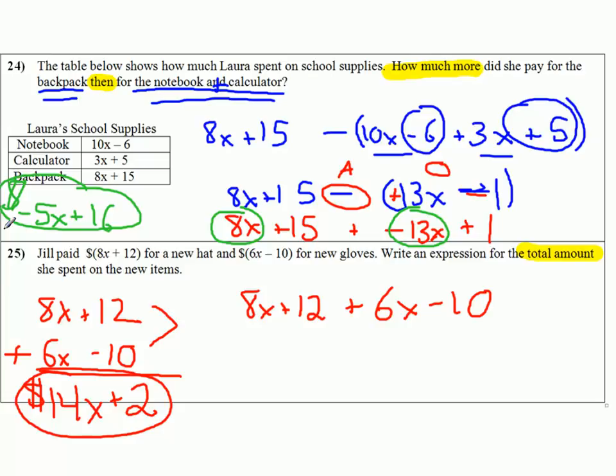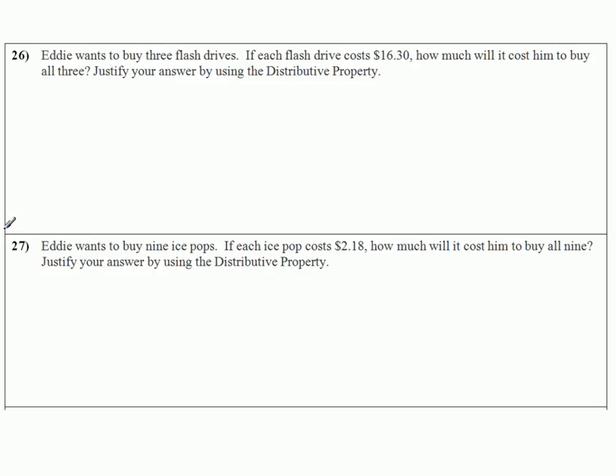Moving on to number 26. Eddie wants to buy 3 flash drives. If each flash drive costs $16.30, how much will it cost him to buy all 3? Justify your answer using the distributive property. That's kind of important. How much will it cost him to buy all 3? So he wants to buy 3 flash drives. Each flash drive costs him $16.30.